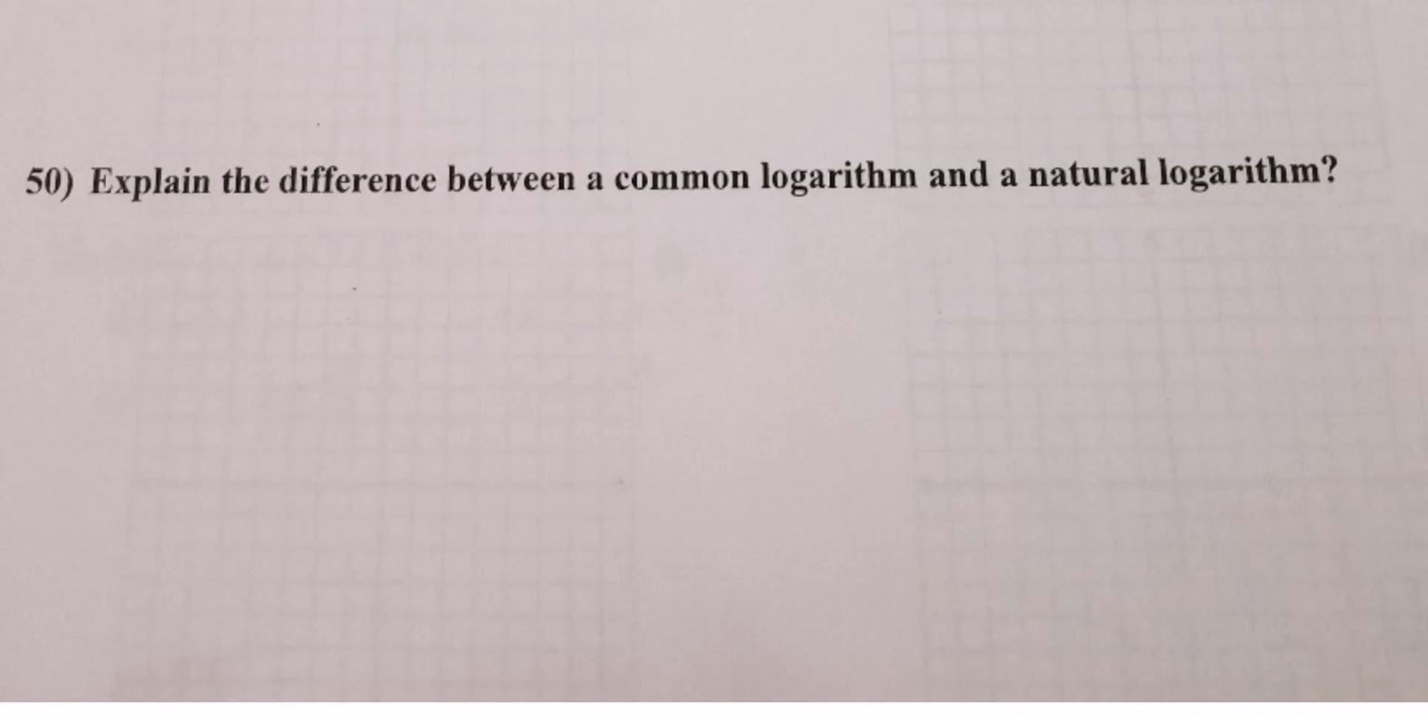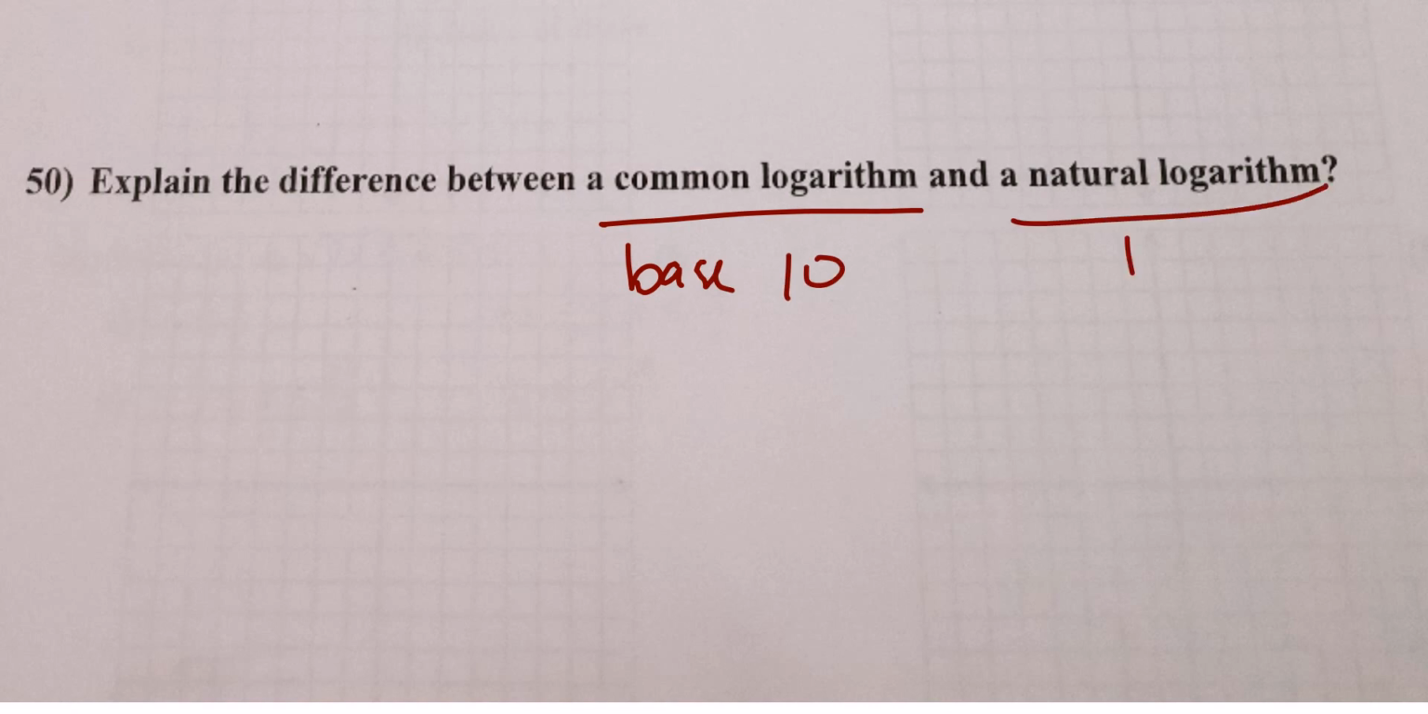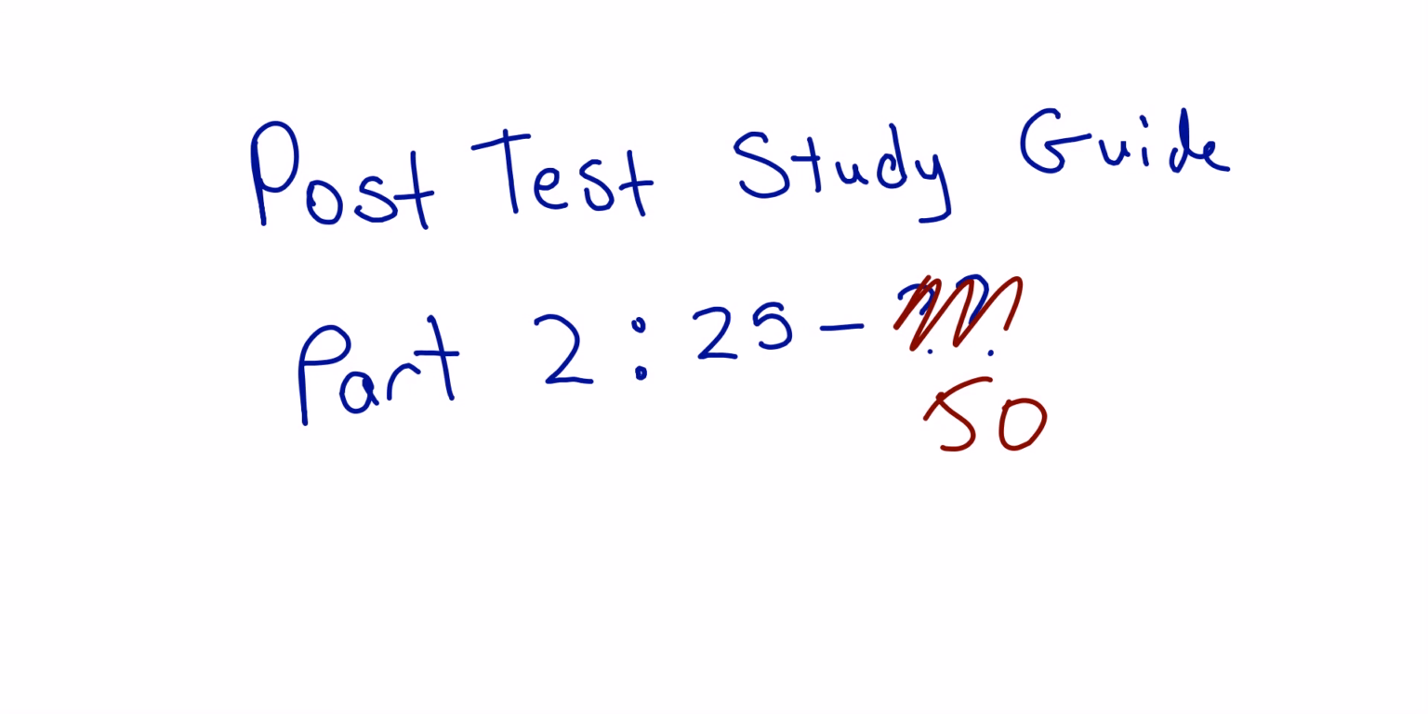Alright, 50. Common log has base 10, because that's what's in our calculator. Natural log has base e. That's it. That's the difference. And we finished the post-test study guide. So that's it.